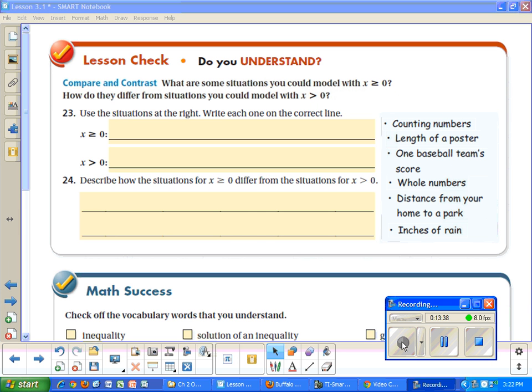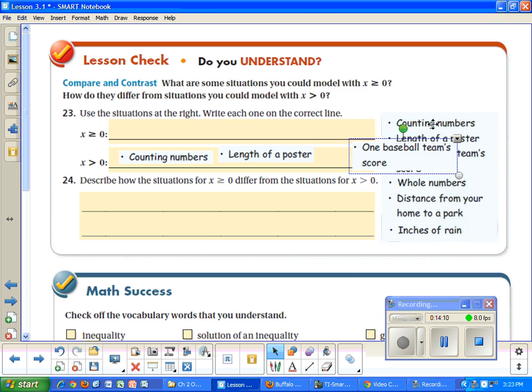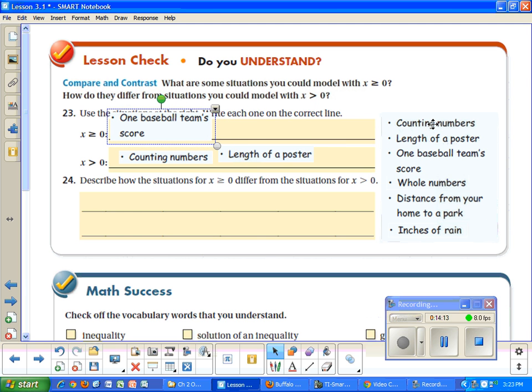X is greater than or equal to 0. Counting numbers are like 1, 2, 3, natural numbers. In that case, it could not equal 0, so that would go here. Length of a poster, that would have to be some number more than 0, so equal to 0 would not be possible, so that would go here. One baseball team score, a baseball team could score 0 runs, so that could equal 0. We'll put that up here. Whole numbers, 0 is a whole number, that goes there.